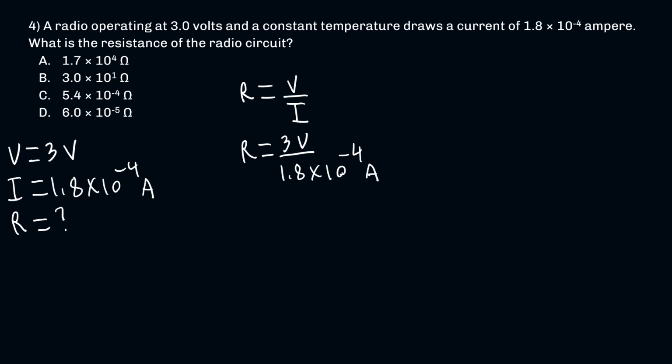And I should end up with an answer here of 16,666. If I do that in scientific notation, it becomes 1.66 times 10 to the fourth, or in this answer choice, resistance is 1.7 times 10 to the fourth, and that is in ohms. I have the unit in the answer anyway, so I have answer choice A, 1.7 times 10 to the fourth ohms. All right, so let's move on to my next example.